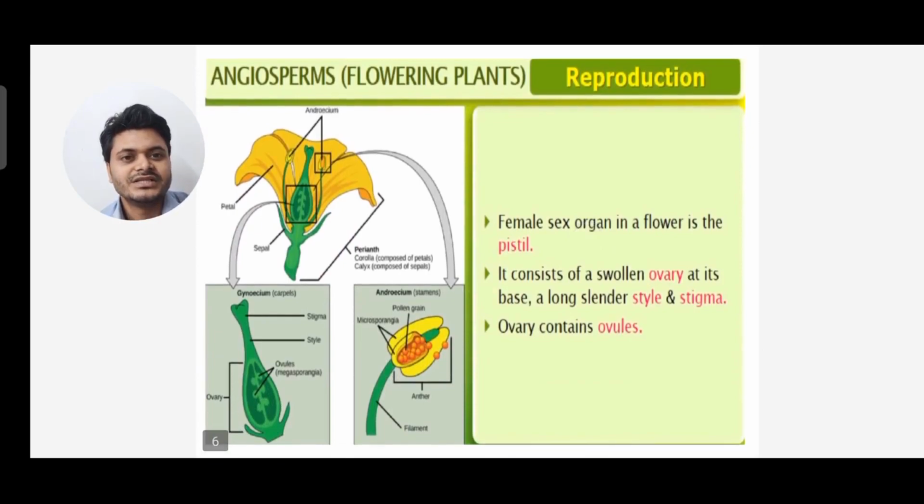You can see on the left hand side below, the female sex organ. The female sex organ in the flower is the pistil, also called carpel or gynoecium. It consists of a swollen ovary at the base, a long slender style and a stigma. Stigma is at the top, style in the middle, and ovary at the bottom, the swollen part. The ovary contains numerous ovules.